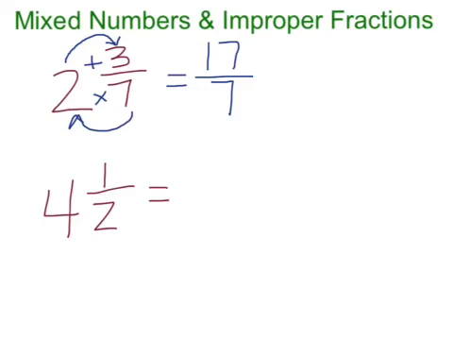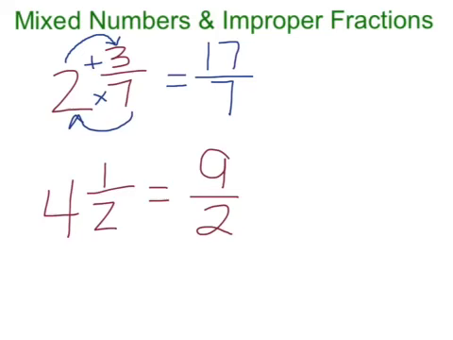Let's try another one. We're going to use the same process that we used up above. Multiply the denominator by the whole number and add the numerator in. The denominator on this side is going to be the same denominator that we used on this side. So 4 times 2 is 8 plus 1 is equal to 9, and we're going to put that over 2 because that was our original denominator.